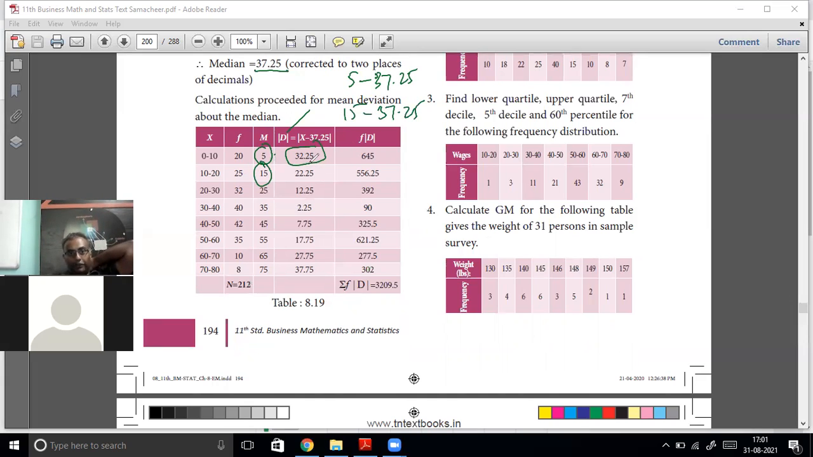How much? 22.25. All the time this minus, it will actually come as minus 22.25. You have to drop the minus. Should not keep the minus. Okay. Then 32 minus 37.25.